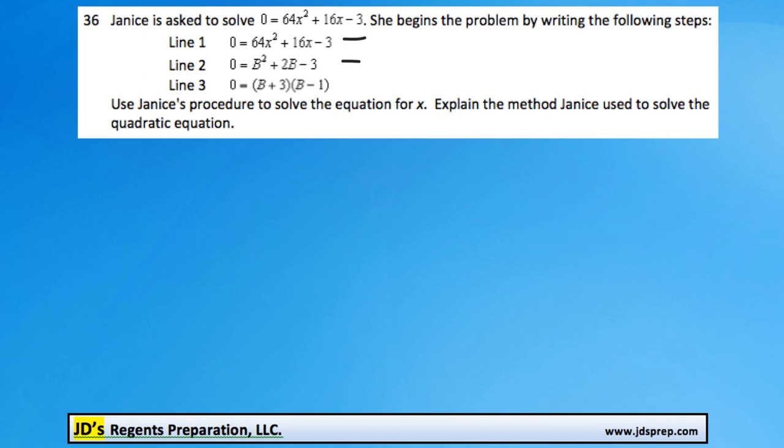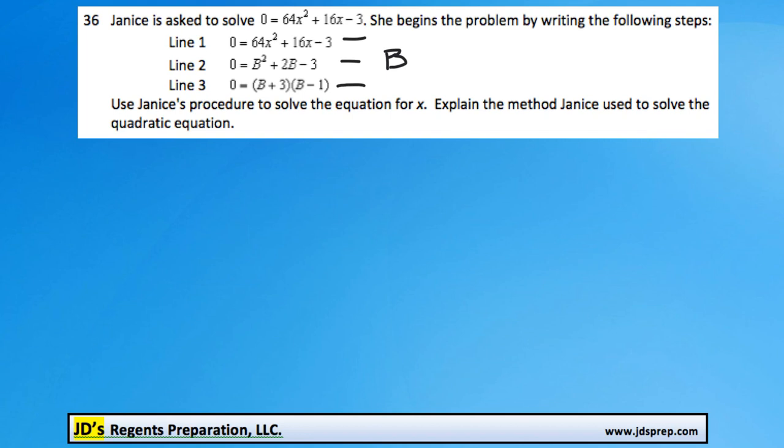Line 2, it looks like she introduced a variable b, and by doing that kind of simplified the equation. And in line 3, she factored it. Now the question is, use Janice's procedure to solve the equation for x. Explain the method Janice used to solve the quadratic equation.